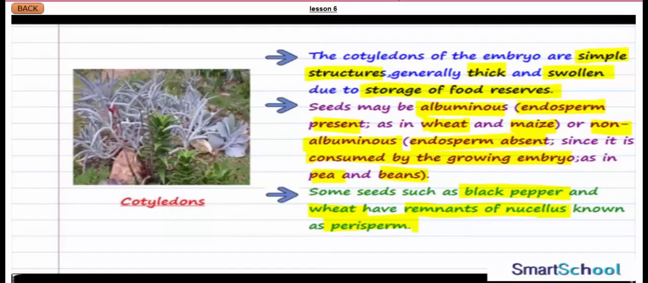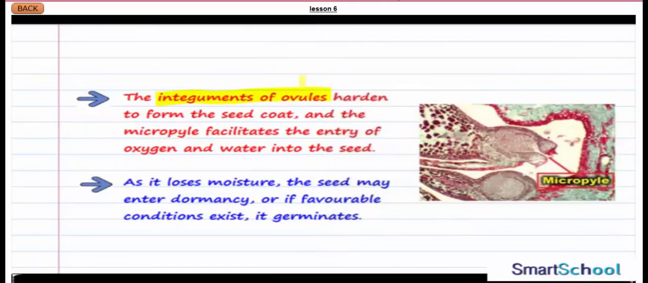Out here you can see cotyledons being shown. The integuments of ovules harden to form the seed coat, and the micropyle facilitates the entry of oxygen and water into the seed. So the integuments of the ovules harden and form the seed coat, the covering of the seed, and the micropyle is a structure which facilitates the entry of oxygen and water into the seed. As in this image you can see the micropyle, from here water and oxygen enter the seed.